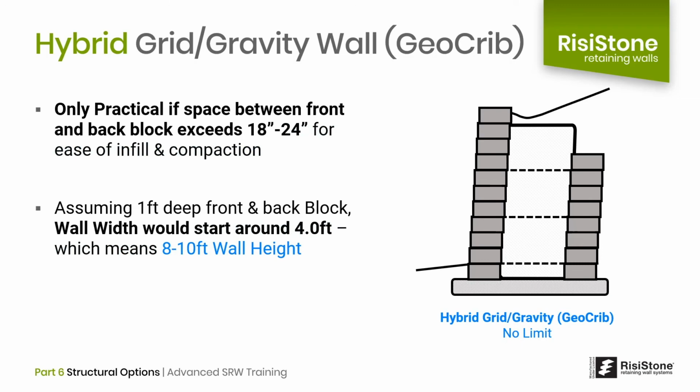Practically speaking, we would require at least 18 to 24 inches between the front and back wall to allow filling and compaction equipment. So from a wall depth point of view, if our SRW unit is 1 foot deep, for example, the minimum overall gravity wall depth would be around 4 feet deep. This results in a starting wall height of around 8 feet, assuming a 50% base to height ratio. So we can see that this type of gravity structure is definitely for higher walls, but may be a good option for a portion of a particular wall.